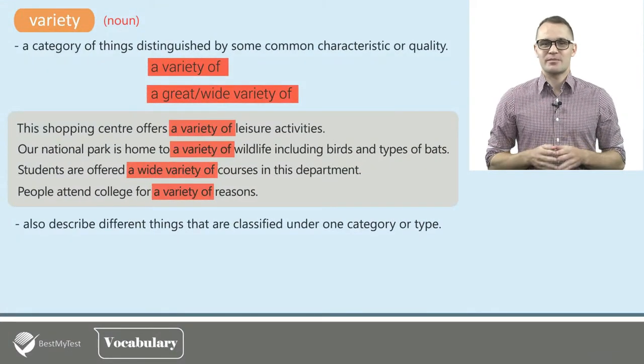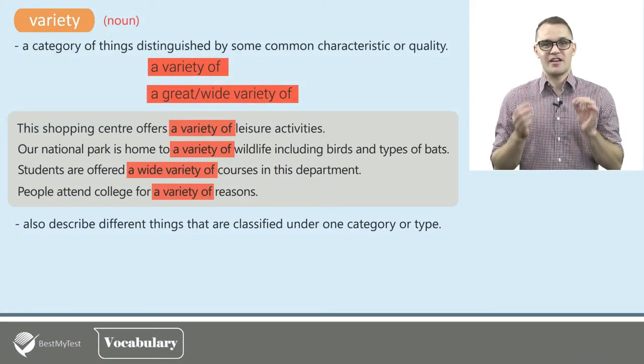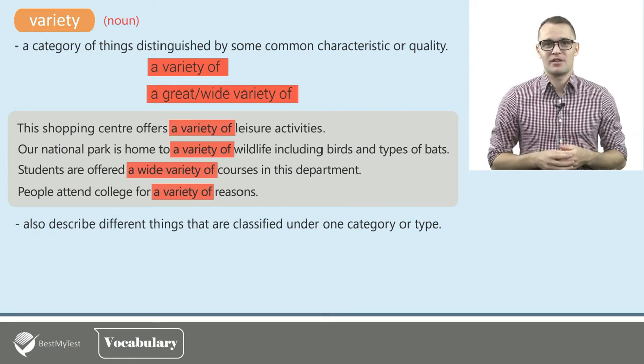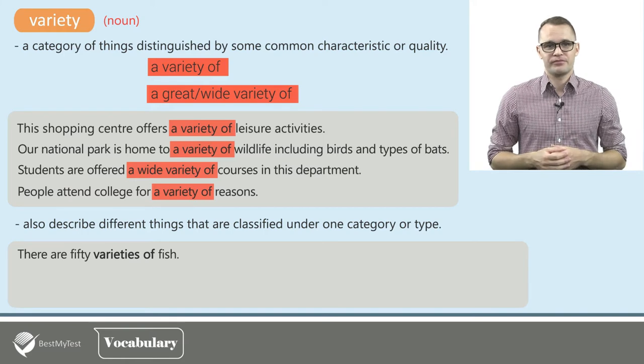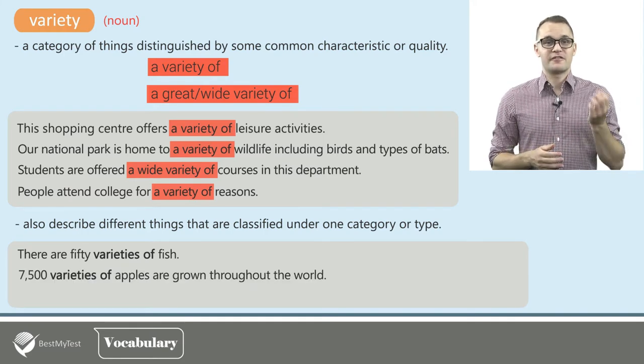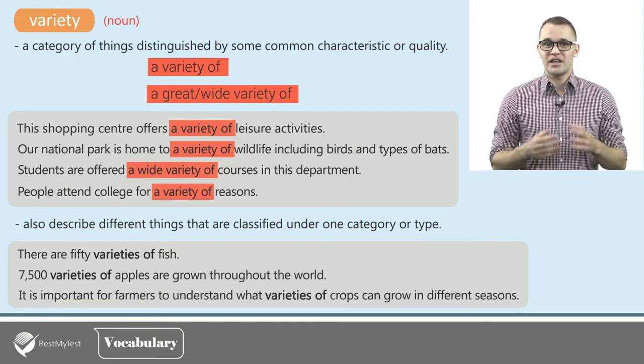Variety can also describe different things that are classified under one category or type. For example, there are 50 varieties of fish. 7,500 varieties of apples are grown throughout the world. It is important for farmers to understand what varieties of crops can grow in different seasons.